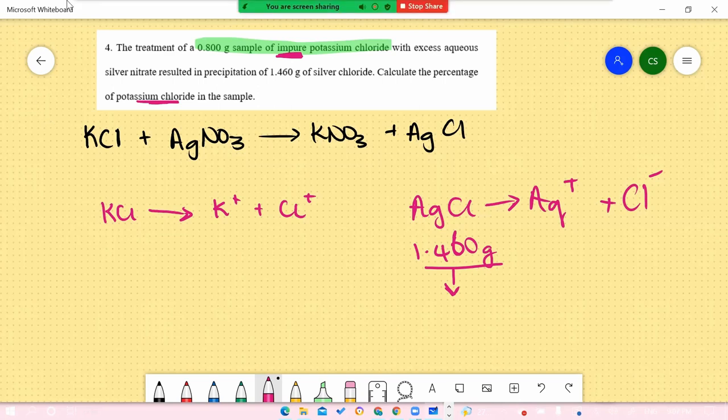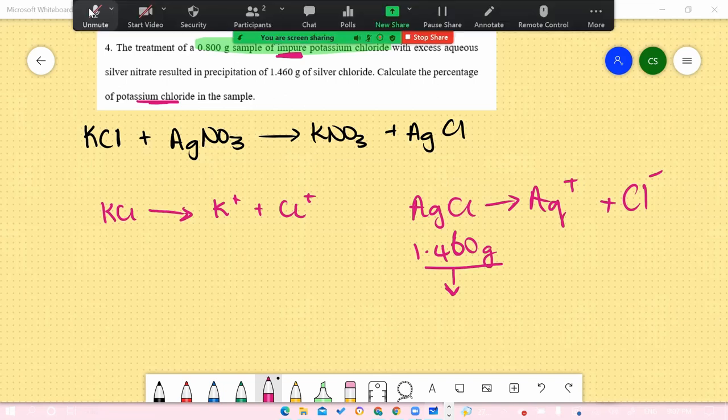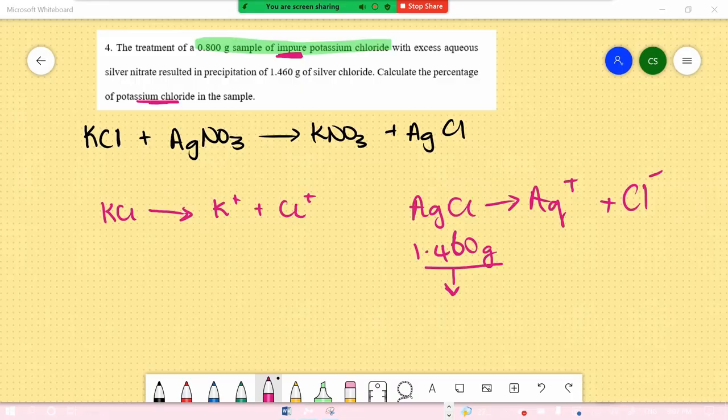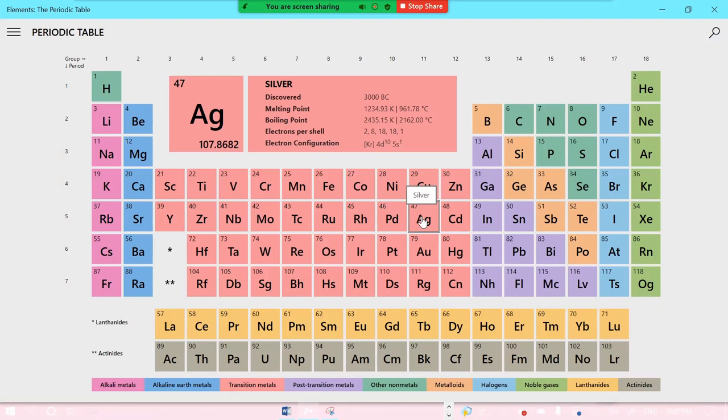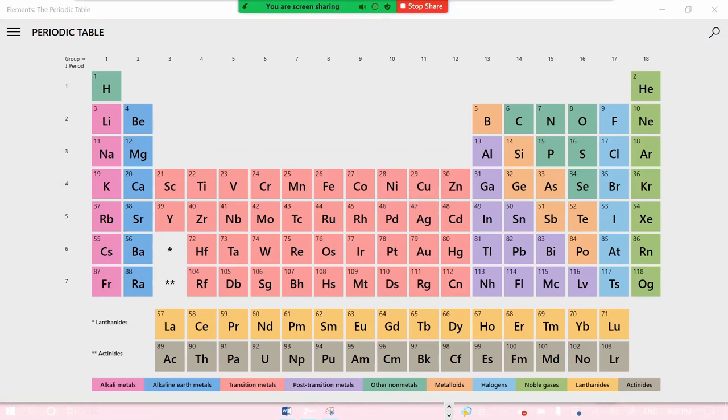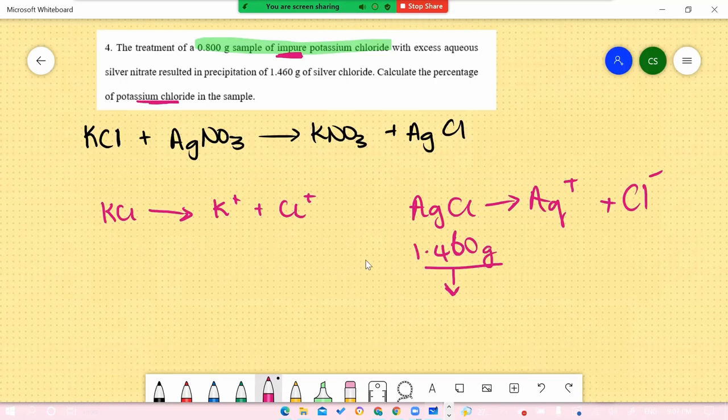We can use 108 grams for silver. I've been using 107. It's actually 108 or 107.9. And everybody knows chlorine is 35.4 something, but you can use 35.5.